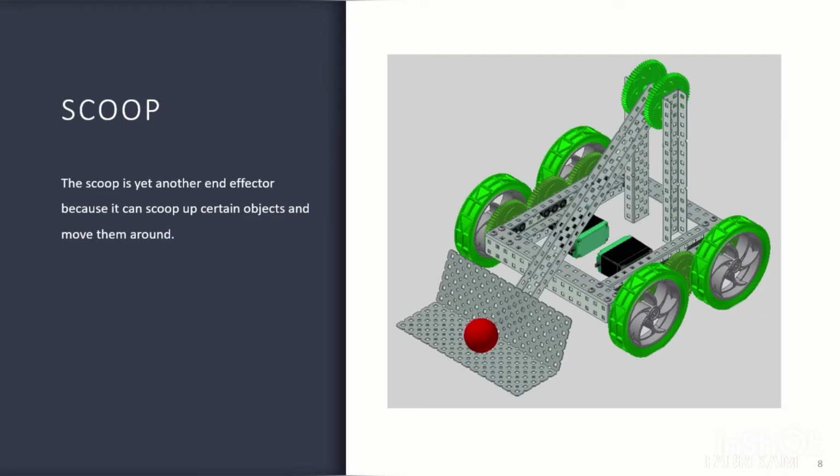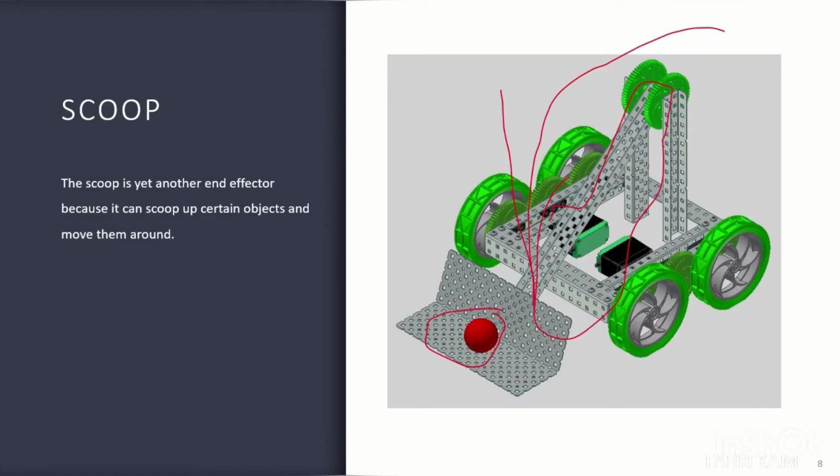And then you have the scoop, which is another end effector because it can scoop up certain objects and move them around. Like this, it can scoop them up, put it against the wall, scoop it up, then put it somewhere else. And also one that I didn't mention in the other examples, but still counts, is this regular simple lift. Basically, it just uses these two gears, and it moves in a non-linear movement, which means it doesn't move in a line, it moves kind of in a curve.